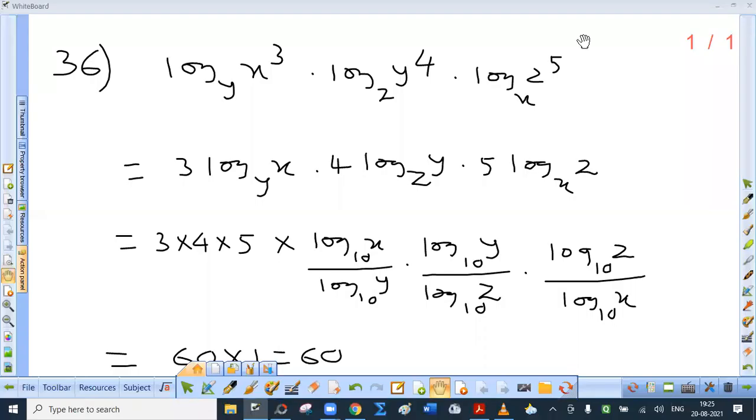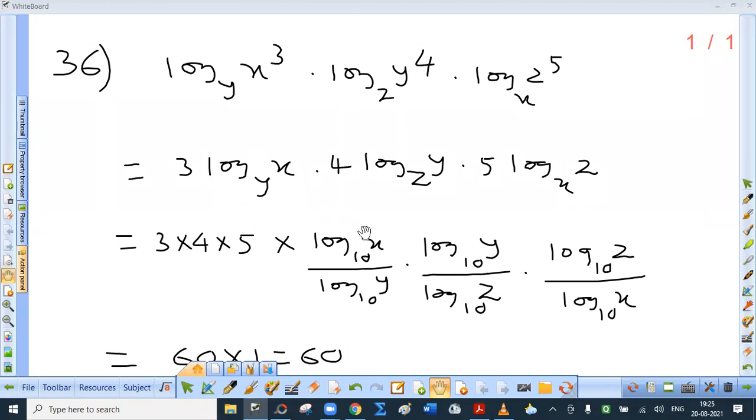Thirty-six, show that log of x cube to the base y into log of y raised to 4 to the base z into log of z raised to 5 to the base x equal to 60. Now first I use log of m raised to n as n log m. So 3 into 4 into 5. Now I change the base to 10. If you don't want 10, you can say 7.1 also. Right? Any valid base. Now what is change of base rule?